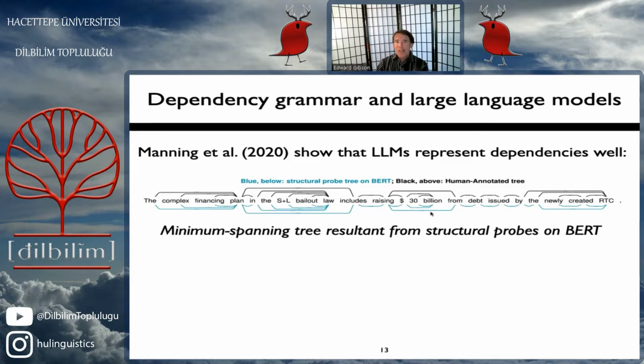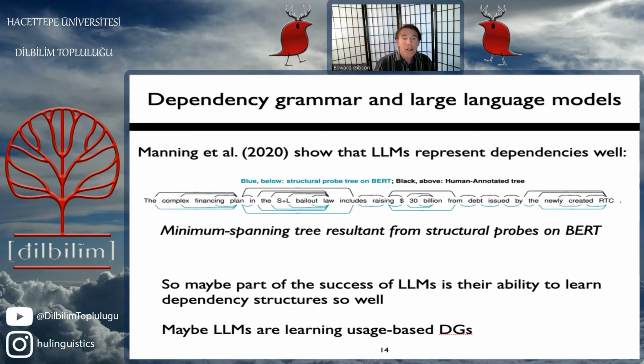And what you'll notice is these representations are identical. There's no differences. In most of the dependency structures that they looked at, there were like zero differences between what people thought was the right tree and what BERT thinks is the right tree. And BERT's not being trained on this at all. BERT's just being trained to predict the next word. That's all it's doing, and somehow it's inferring these dependency structures. So maybe part of the success of large language models is their ability to learn dependency structures well.